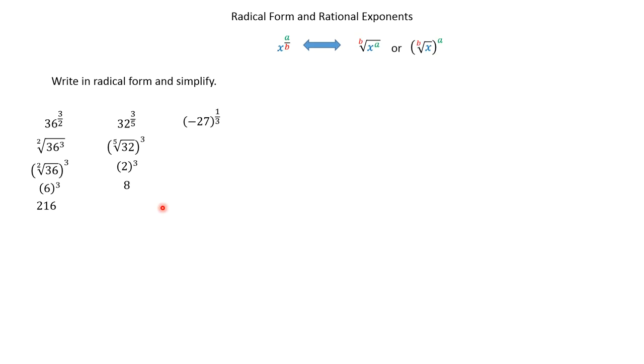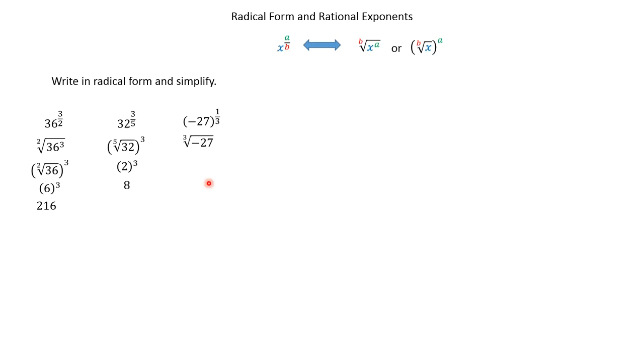And how about negative 27 to the 1/3? So in radical form, that'll be the cube root into the first power. So we have the cube root of negative 27. You're probably thinking, wait a second, we can't have a negative under a square root. True. You cannot have a negative under a square root. Under a cube root, however, it's fine.